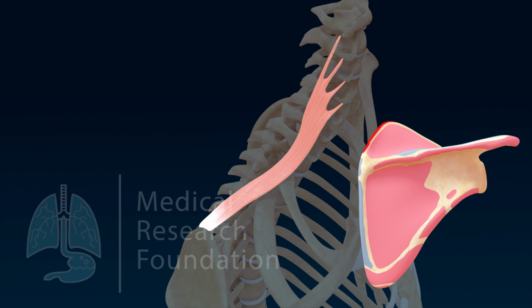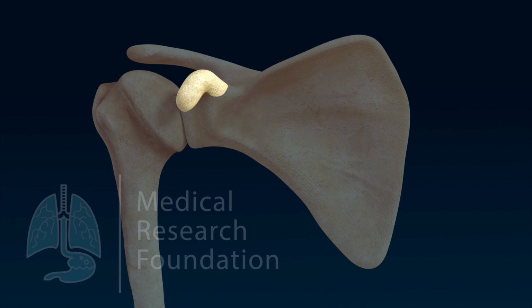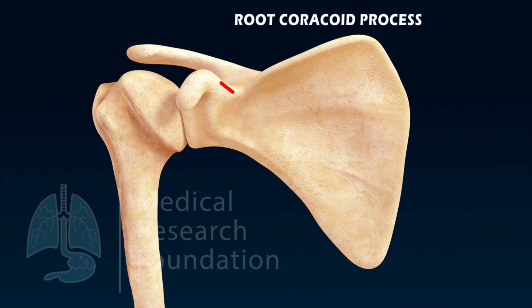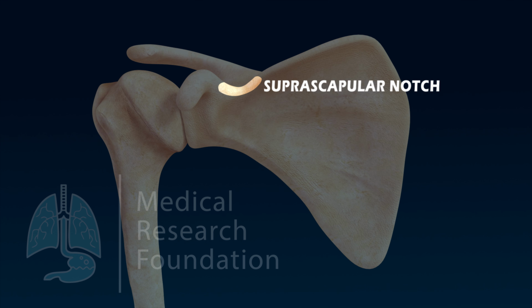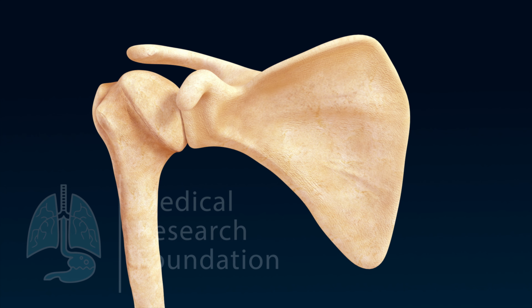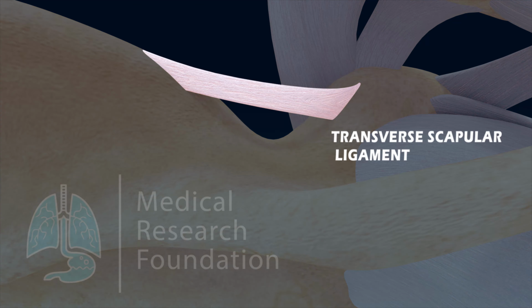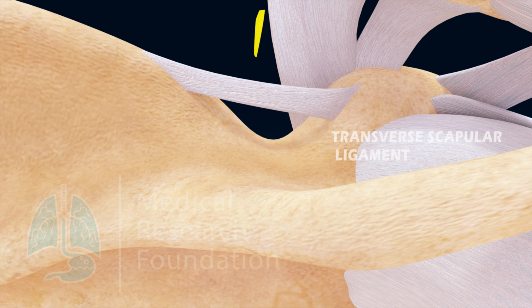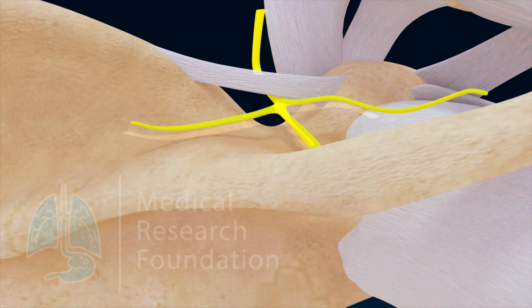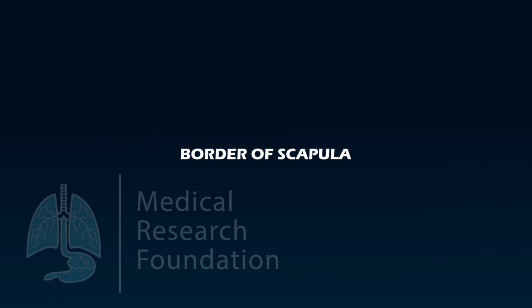Superior border. This border extends from superior angle to root of coracoid process. Near the root of the coracoid process, the border presents a depression called suprascapular notch. From its medial end, inferior belly of omohyoid takes origin. The notch is converted into a foramen by the transverse scapular ligament, through which the suprascapular nerve passes.